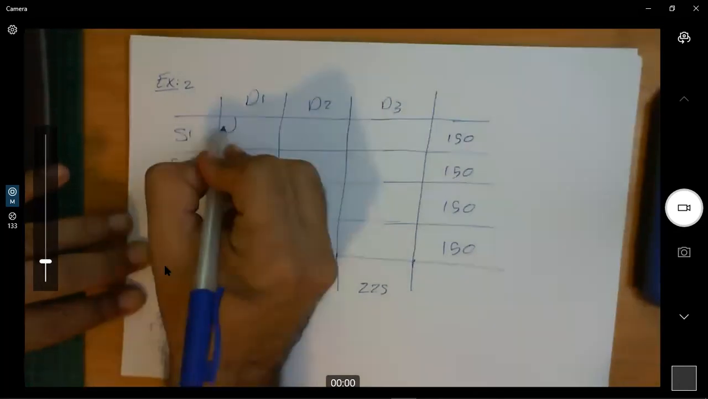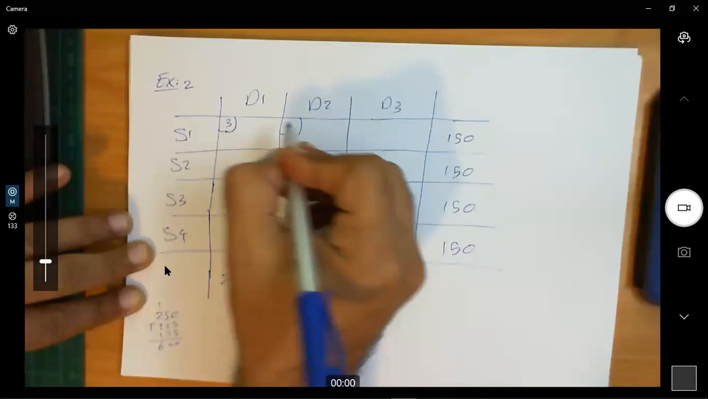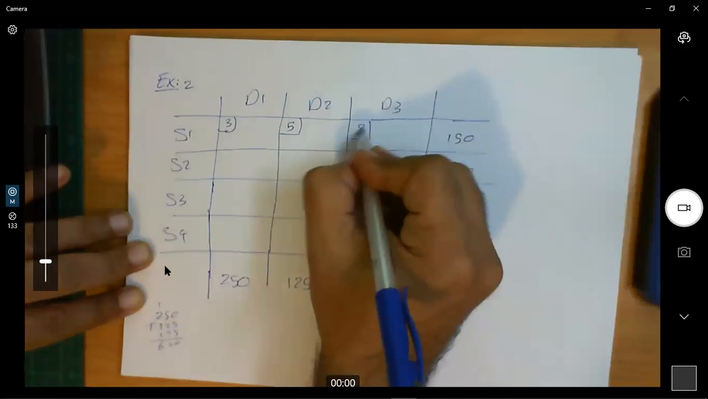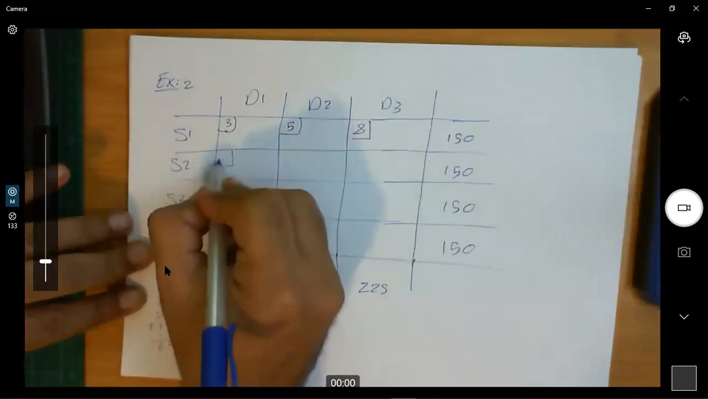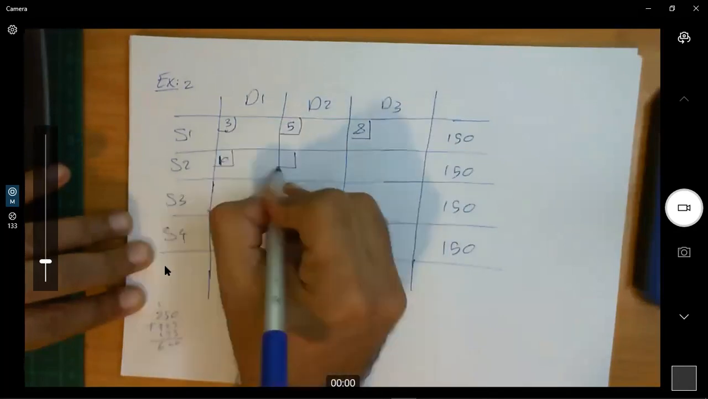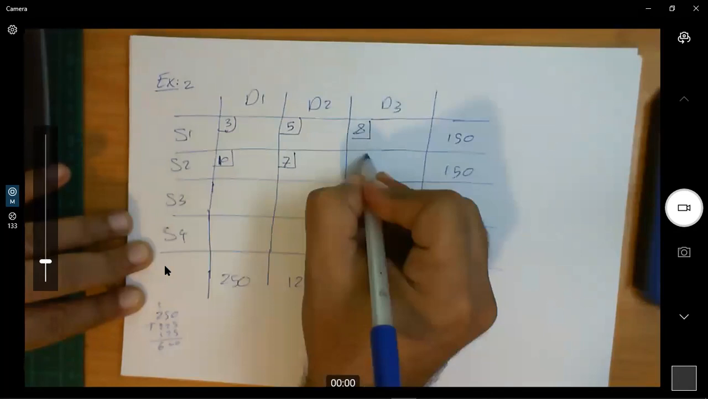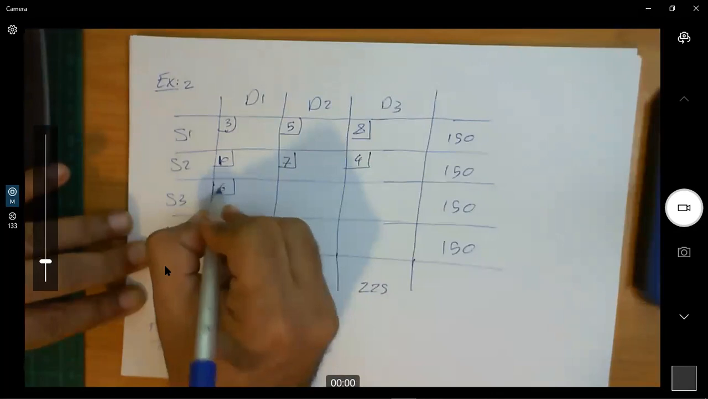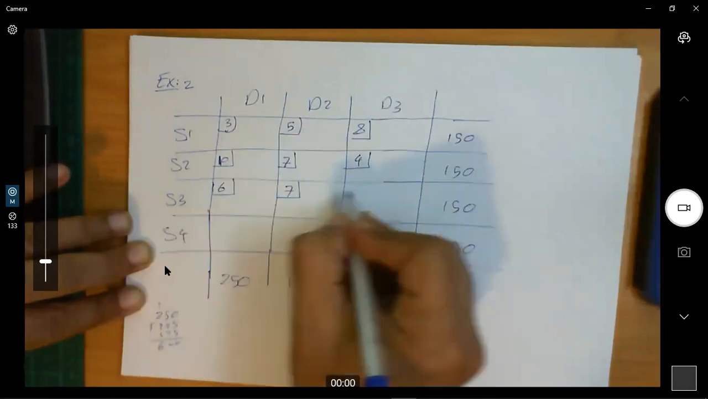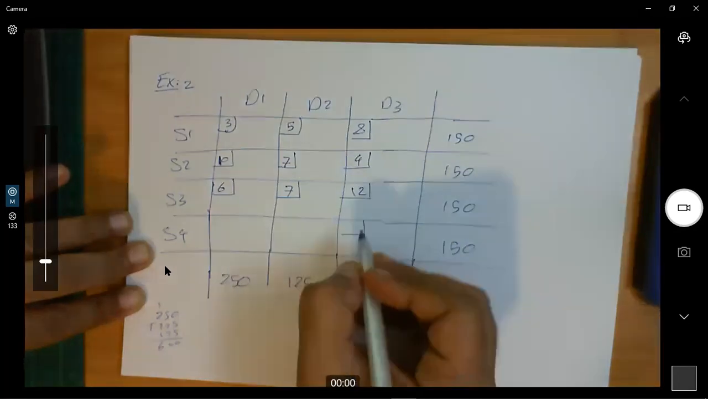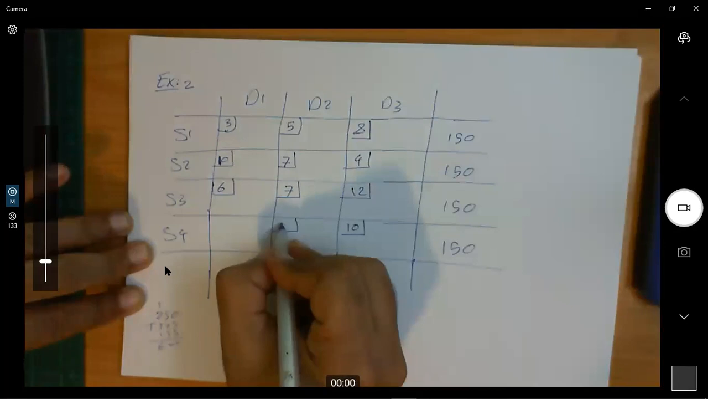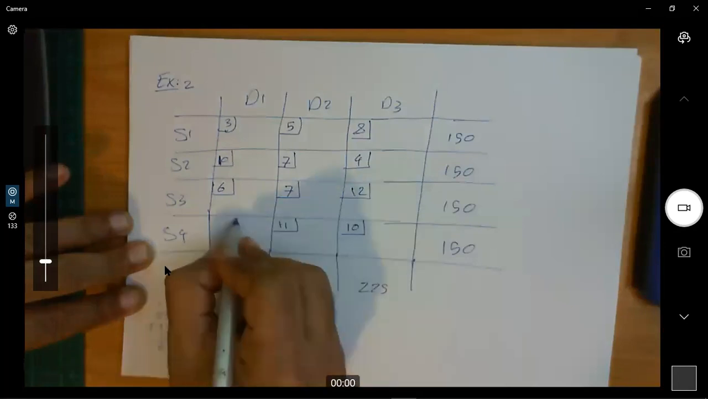I'm going to put a cost here, 3. That's the transportation cost. Okay, 6 or 5, 8. Here's 10, and here is 7, 4, 6, 7, 12, 10, 11, 8.